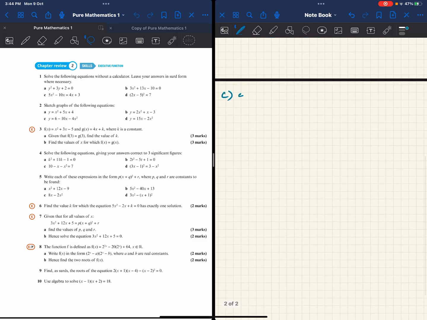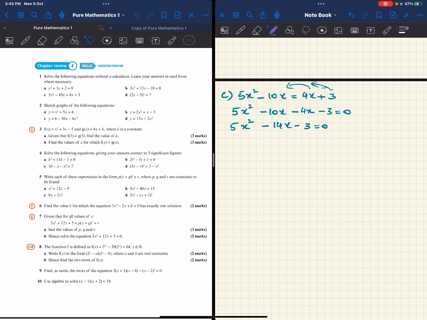We have 5x squared minus 10x is equal to 4x plus 3. We can bring everything to the left hand side. 5x squared minus 10x minus 4x. When the 4x from the right side of the equation goes to the left side, it becomes negative 4x. And when the 3 goes to the left side, the 3 also becomes negative 3. So now if we simplify, 5x squared minus 14x minus 3 is equal to 0.